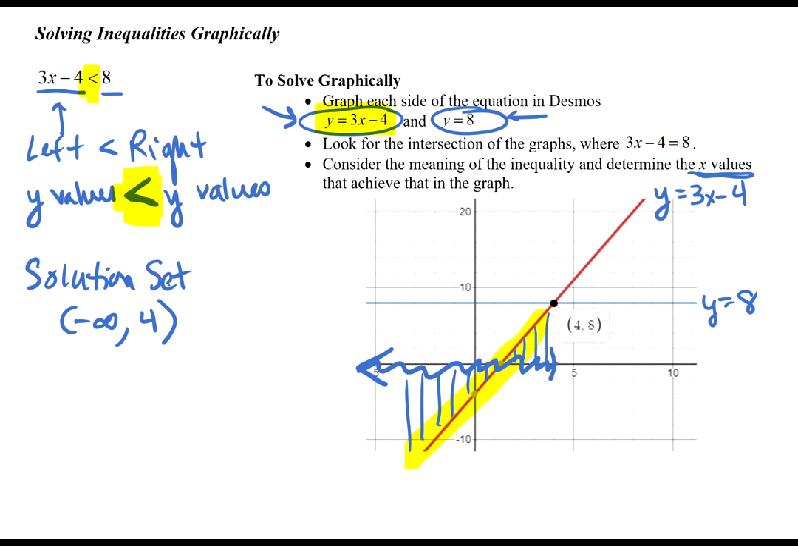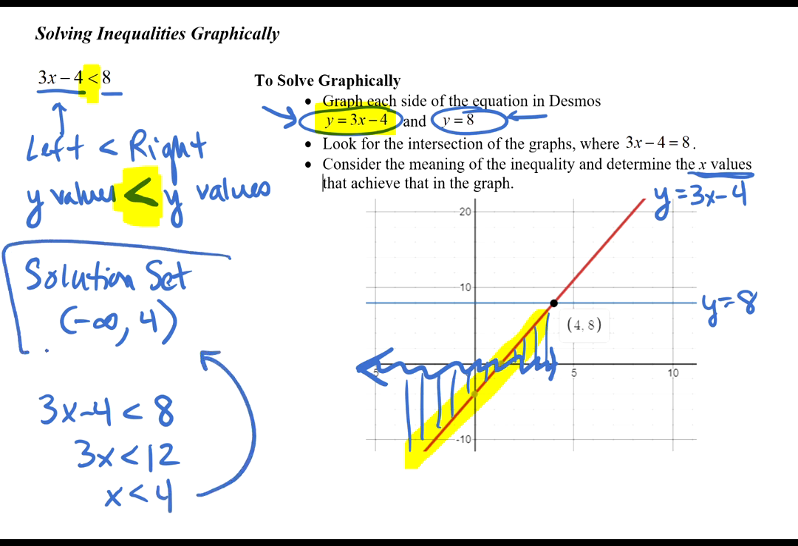Now we can check our answer here by just thinking about what we would get if we were solving algebraically. So 3x minus 4 is less than 8, 3x is less than 12 by adding 4 to both sides, and x, when I divide by 3, is less than 4. That matches what we just saw for our solution set.